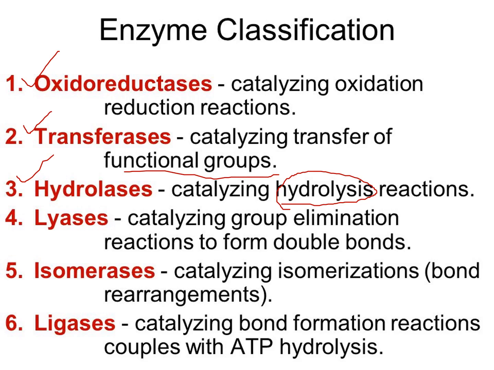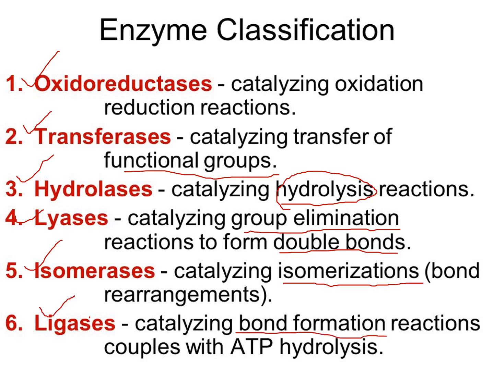And the fourth one is the lyases. These enzymes will catalyze the group elimination reactions to form the double bonds. And the fifth one is the isomerases. Isomerases transfer the molecule from one isomeric form to another isomeric form. So they will catalyze the isomerization reactions through the bond rearrangements. And the sixth one is the ligases. These ligases will catalyze the bond formation reactions which couple with the ATP hydrolysis.